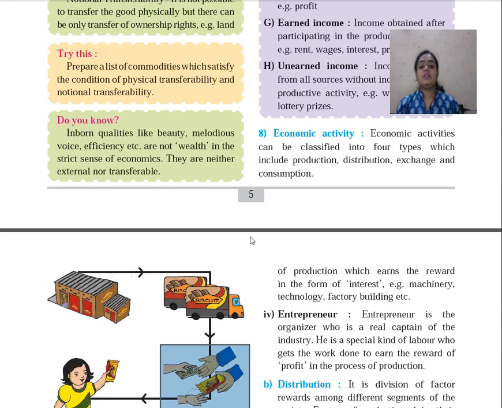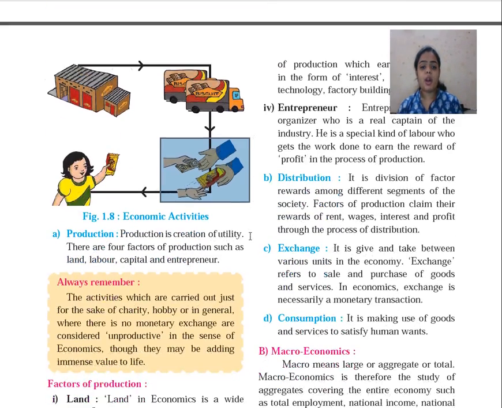So, in the last class, we were discussing economic activity, in which now we shall study production, distribution, exchange, and consumption. These are the basic four types which are classified under economic activity. Firstly, we shall study production. What do you mean by production?